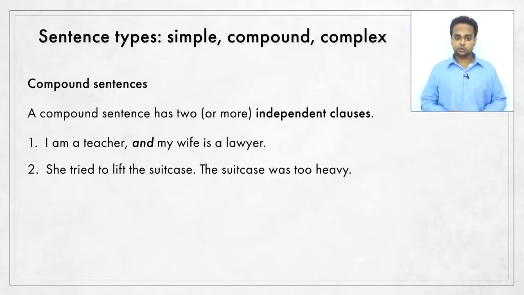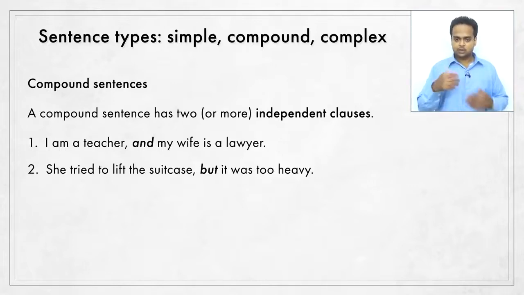Here's another example. She tried to lift the suitcase. The suitcase was too heavy. We can combine these clauses using but. She tried to lift the suitcase, but it was too heavy. Notice that we have the word it in the second part. Now, it is a pronoun that just refers to the suitcase. It makes the sentence sound better by avoiding repetition.